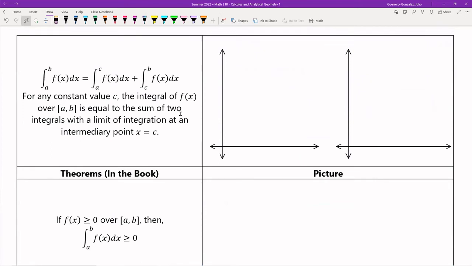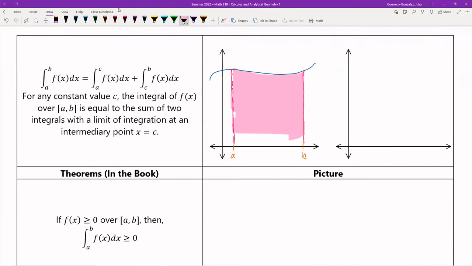This one's going to be particularly useful much later in Calc 2, okay? That for any constant value C between A and B, the integral from A to B can be basically cut up into that intermediary point C. Now, the statement itself is for any point. It doesn't even have to be inside A to B, but it's best seen if I do it somewhere in between.